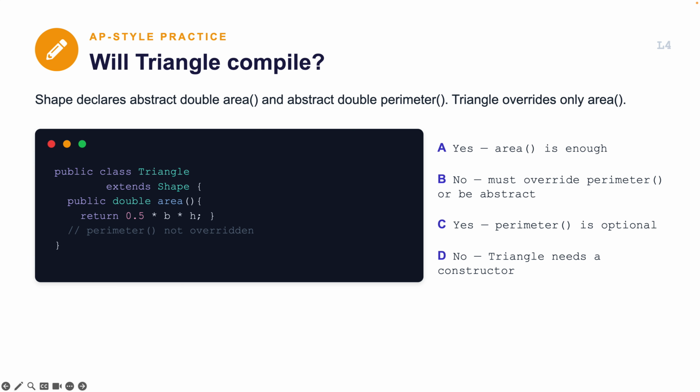To fix it, either override perimeter too or declare Triangle itself abstract. The answer is B. The distractor here is D. A missing constructor is not the problem here. Java would supply a default if the parent allowed it.